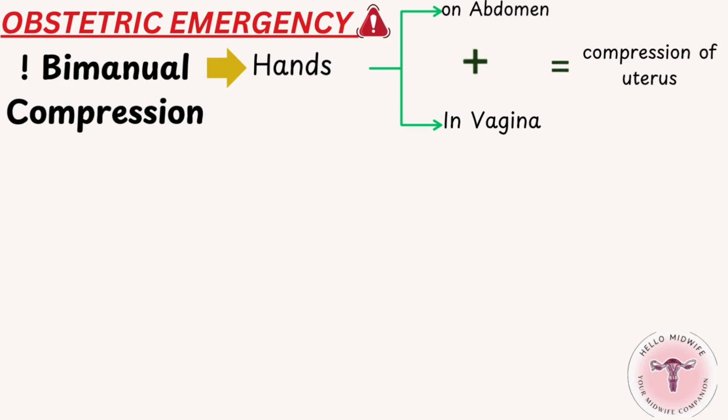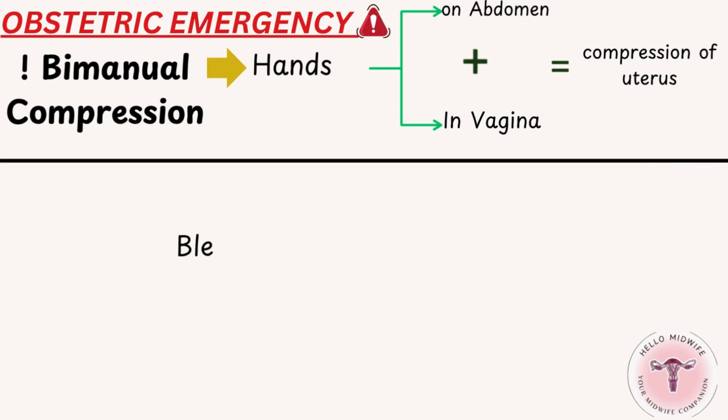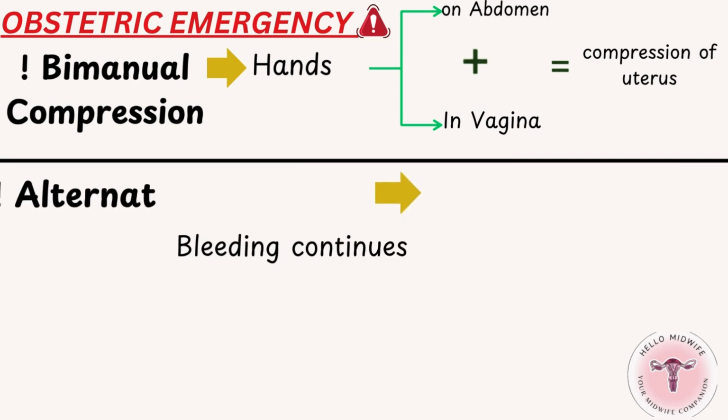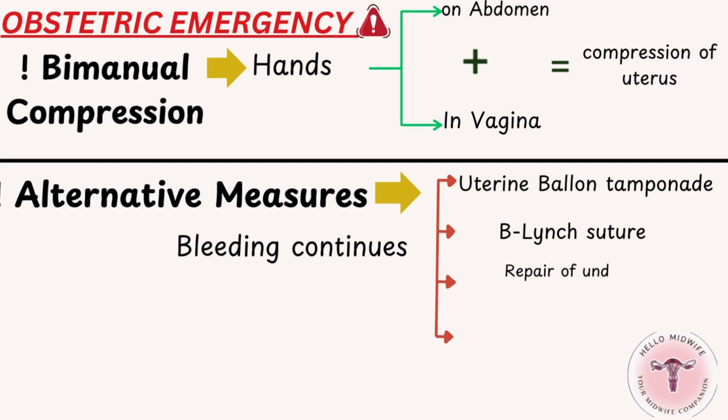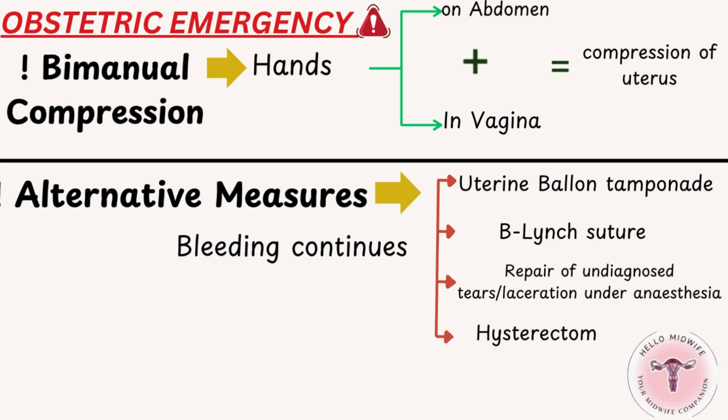When bimanual compression fails to control the bleeding, we move into other alternative measures. These include inserting a uterine balloon tamponade to apply internal pressure and stop the hemorrhage. If bleeding persists, surgical options may be considered. A B-Lynch suture can be applied to compress the uterus and reduce blood loss. Undiagnosed tears or lacerations should be identified and repaired under anesthesia. As a final resort, if all other measures fail, a hysterectomy may be performed to save the woman's life.